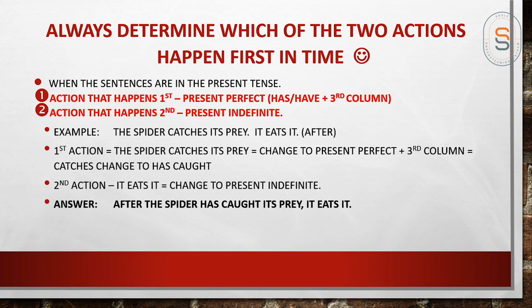Right, so always determine which of the two actions happen first in time. Then you determine whether it's in the present tense or in the past tense. If it's in the present tense, your first action, present perfect plus third column. Second action, present indefinite. Start with the word after. After the spider has caught its prey, it eats it.